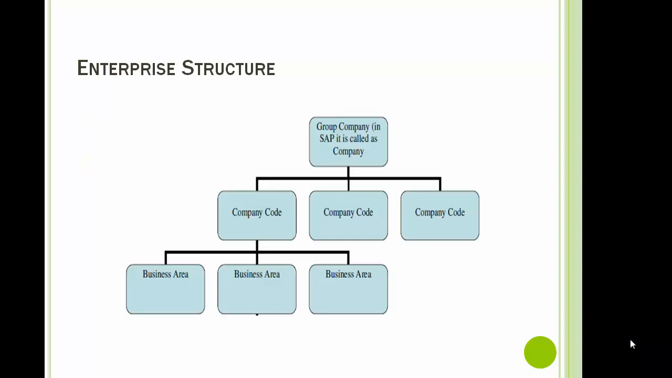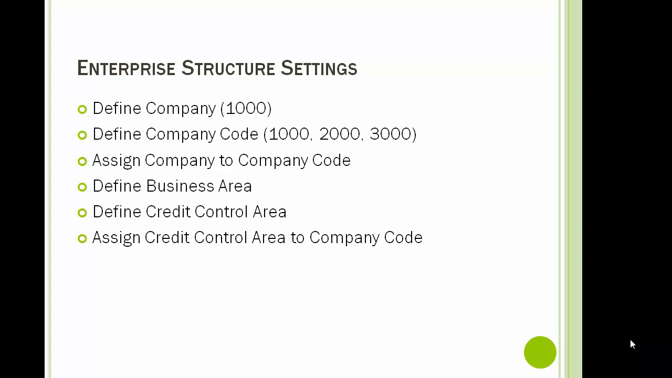As we can see in the diagram, company or group company, company code, business areas are represented as organizational units in SAP system. Now, to have the enterprise structure defined in the SAP system, you need to do the settings for the same. We have to define the company code, and assign the company to the company code. Then we have to define the business area, credit control area, and assign the credit control area to the company code. Now, what do these terms basically mean? Let's discuss them in detail.